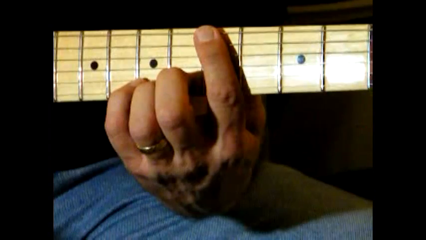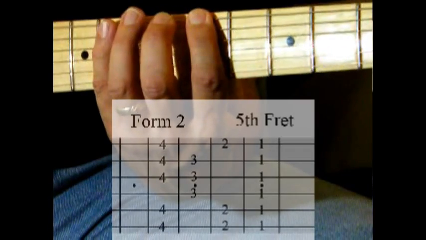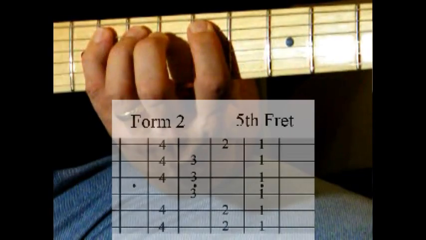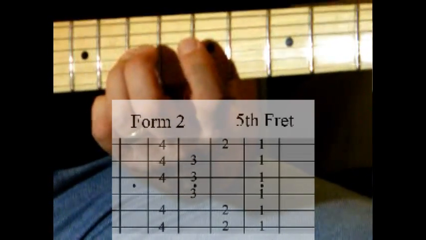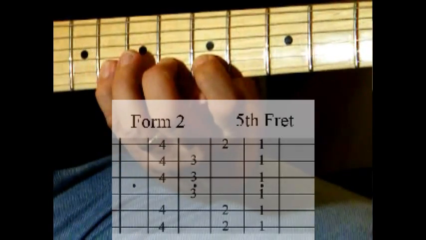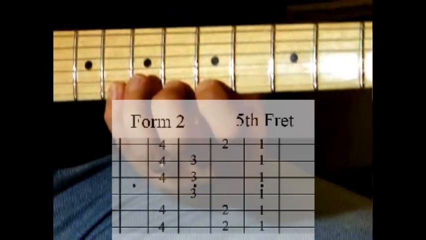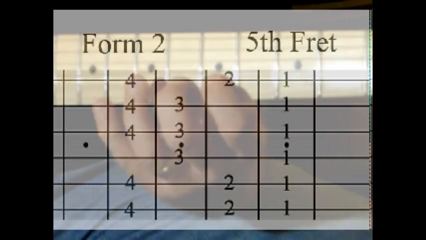All right, so this is Form 2 starting on the 5th fret of the E string. 1, 2, 4, 1, 3, 4 on the A string, 1, 3, 4 on the D string, 1, 3 on the G, 1, 2, 4 on the B string, and then 1, 2, 4 on the E string. Put it all together and you'll have this.